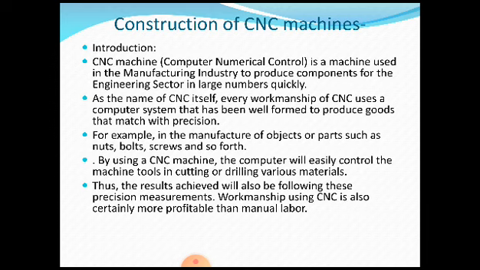As the name CNC itself suggests, it uses a computer system that has been well formed to produce goods that match with precision. Again, the products being produced should be of utmost precision, utmost quality, and utmost surface finish, and the basic requirement of the customer is met very easily by using CNC machines. It is also used in the manufacture of objects or parts such as nuts, bolts, screws and so forth.